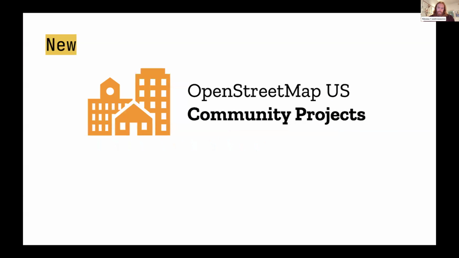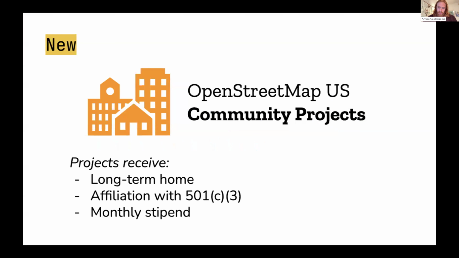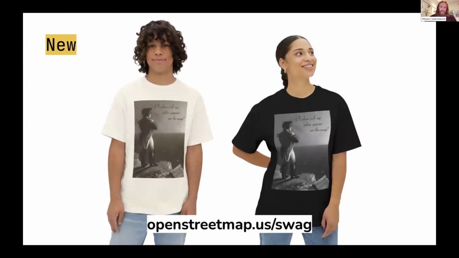We also have our community projects campaign that Jake talked about in the first block, and these give long-term homes to community projects such as Americana, Slice OSM, Merge OSM. If you have a project you think would be a good fit that will have prolonged life in the OpenStreetMap community, we encourage you to apply and receive a lot of the benefits.